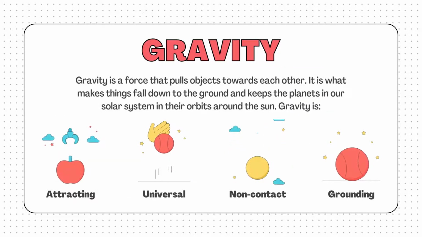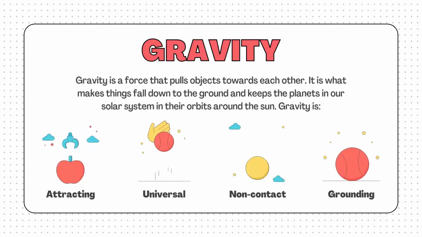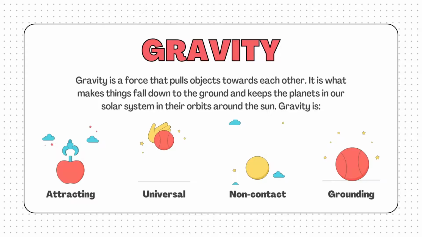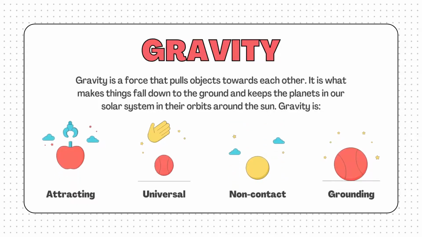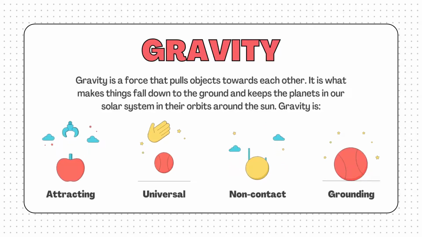Gravity. Gravity is a force that pulls objects towards each other. It is what makes things fall down to the ground and keeps the planets in our solar system in their orbits around the sun. Gravity is attracting, universal, non-contact, grounding.